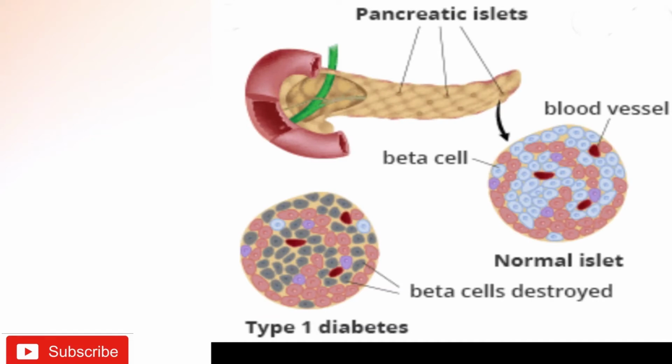Type 1 is the result of the pancreas failing to produce enough insulin due to the loss of beta cells. Type 1 is also known as insulin-dependent diabetes mellitus or juvenile diabetes. The loss of beta cells is an autoimmune response whose cause is still unknown. Children and young teens are commonly diagnosed with type 1 diabetes. It is usually caused by genetic factors.